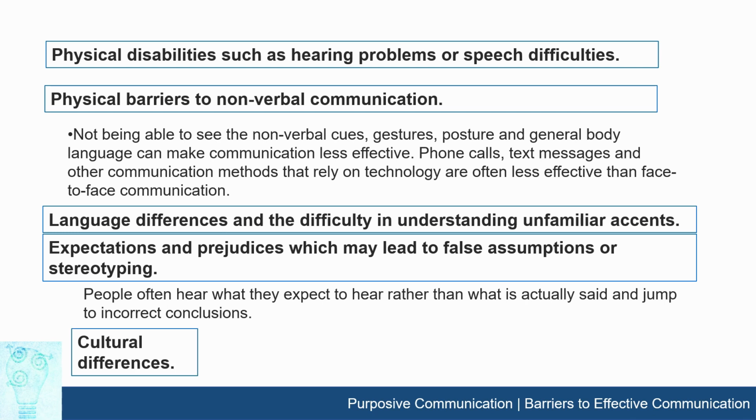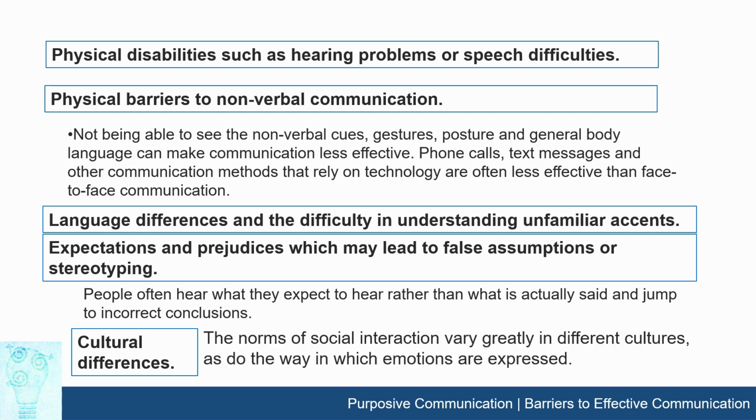And then the last barrier is cultural differences. The norms of social interaction vary greatly in different cultures, as do the ways in which emotions are expressed. Example, the concept of personal space varies between cultures and between different social settings. So for us, when you say personal space, there are cultures that are very hesitant if someone is very close to them. Those are the barriers to communication.